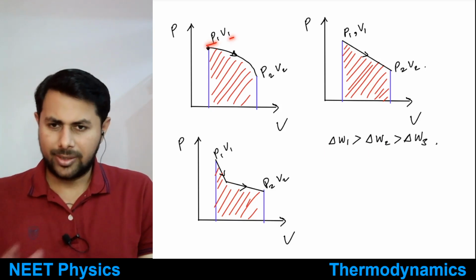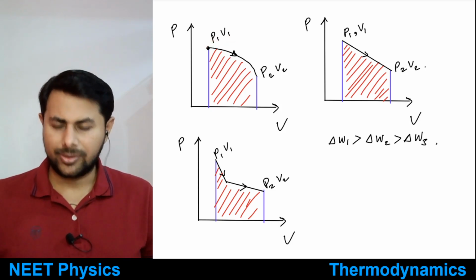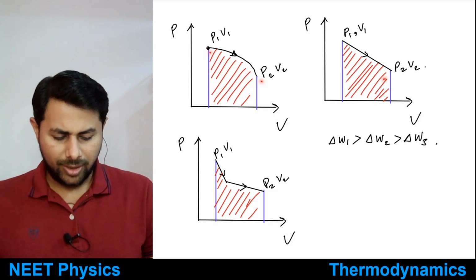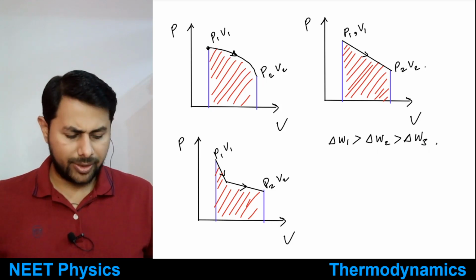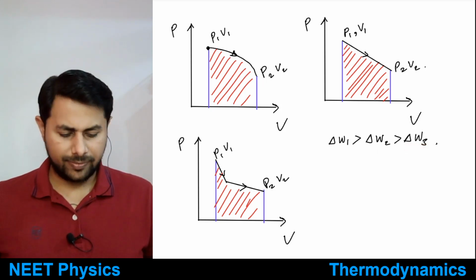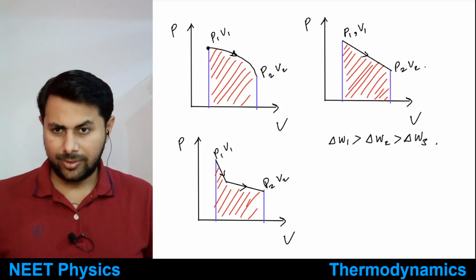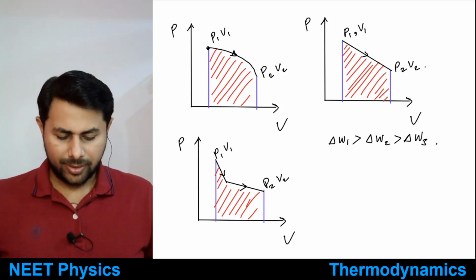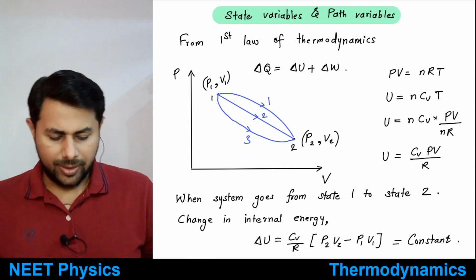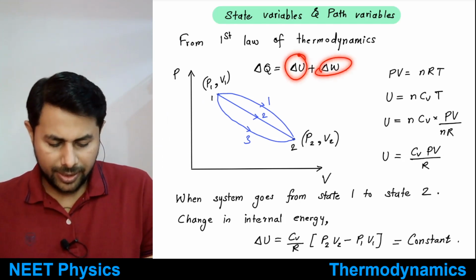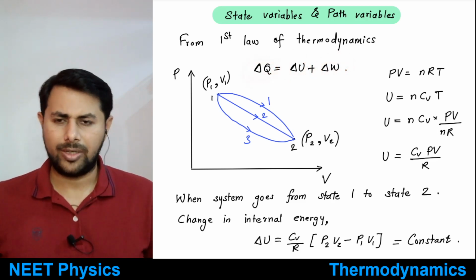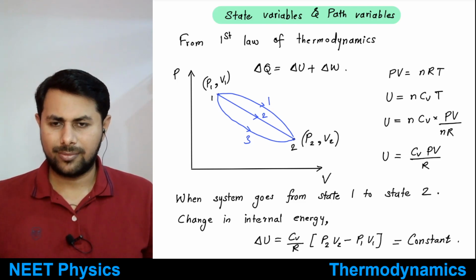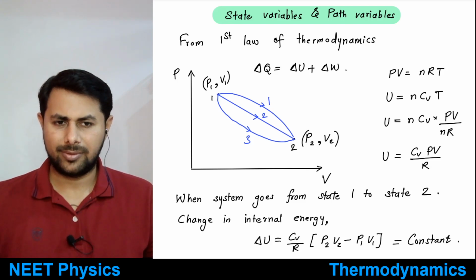Even if the initial and final pressure and volume values are the same, the work done in the first case would be more than in the second case, and more than in the third case. So work done depends on the path followed. But internal energy does not depend on the path followed, so that means delta Q will depend on the path followed. Is this clear, everyone?